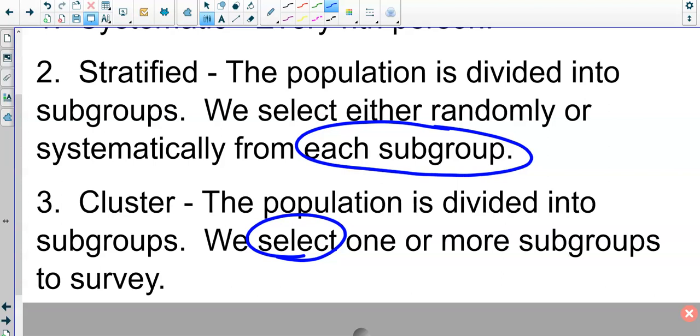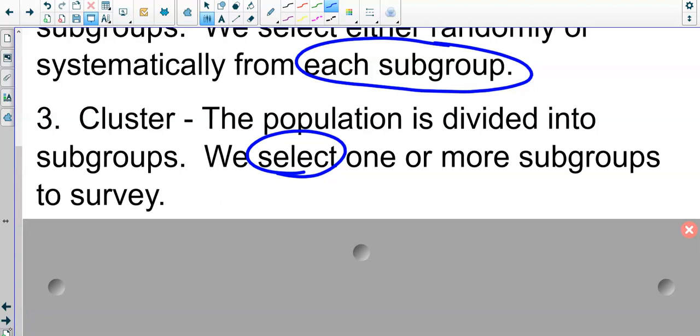Stratified, you're pulling from every subgroup. Cluster, you're only pulling from one subgroup, or two, or three, just not all of them. You're going to pick and choose which subgroups you want. Again, not the greatest, but it is a sampling technique.